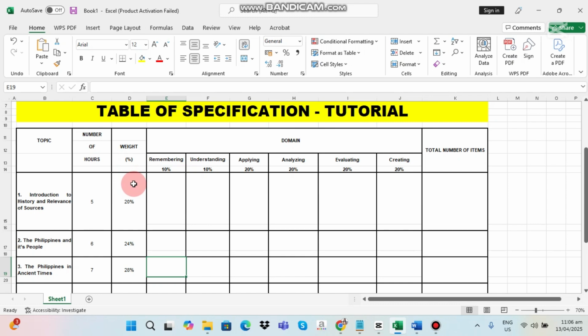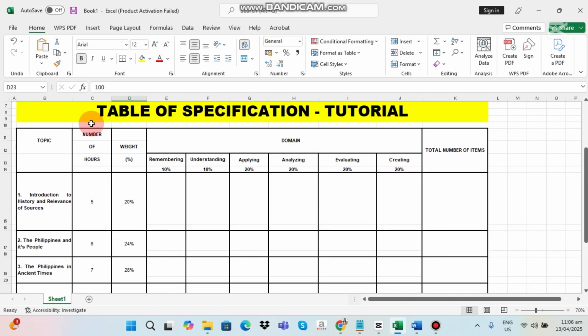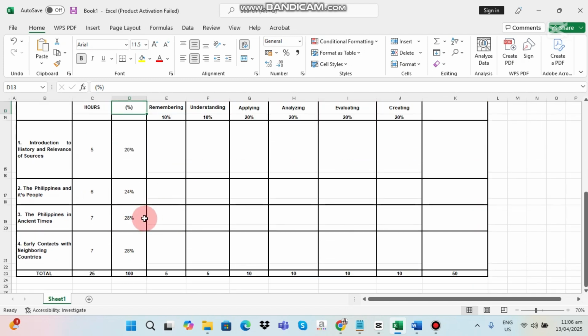So since we already have our weight percentage in every topic, we are going to sum it up too. So we're going to add to check if it's really equal to 100. If you add these four numbers, of course, it will give us the result of 100%. So that's it. Since you already identified the number of hours and the weight percentage of every topic, what will be our next step?